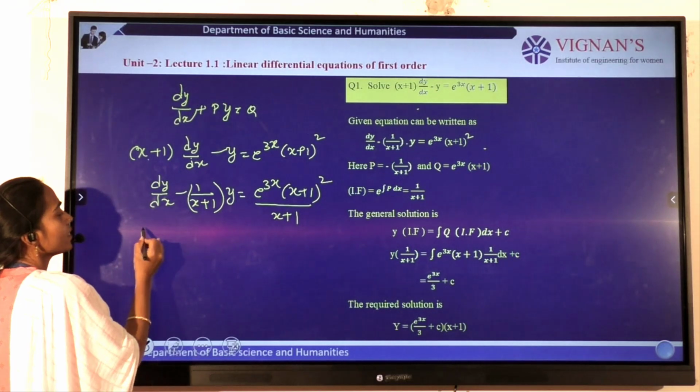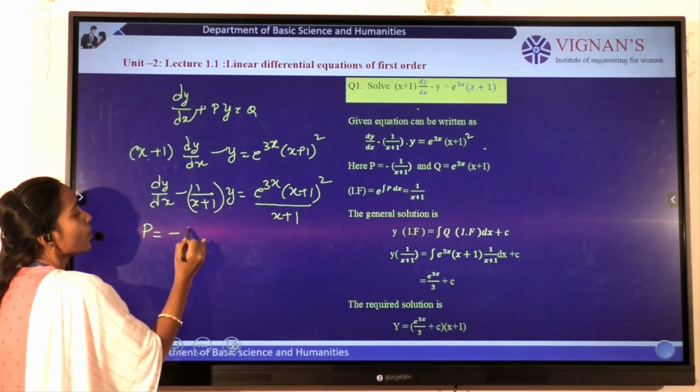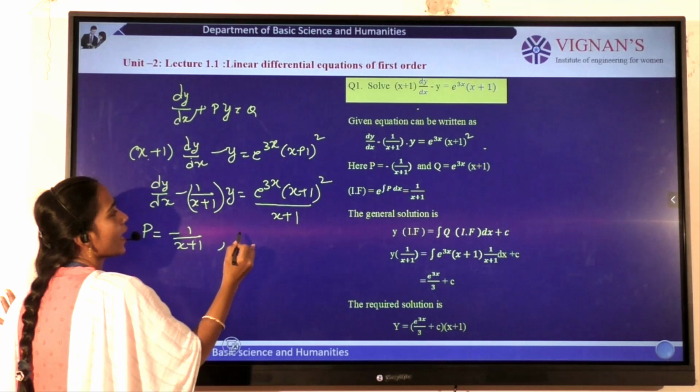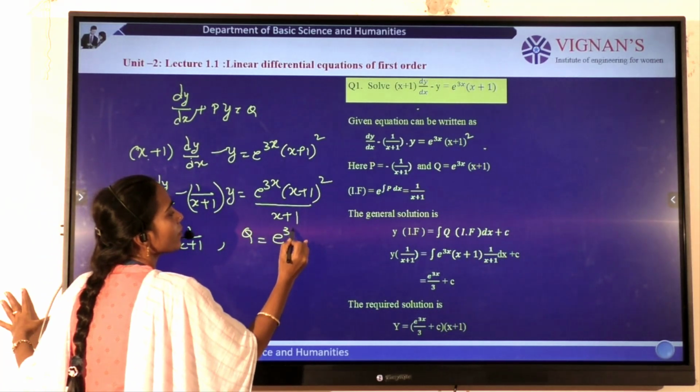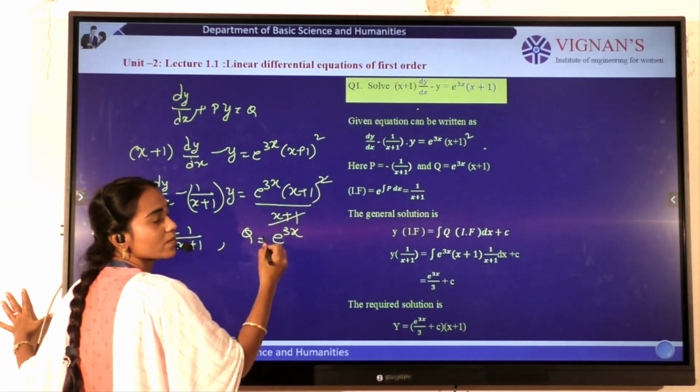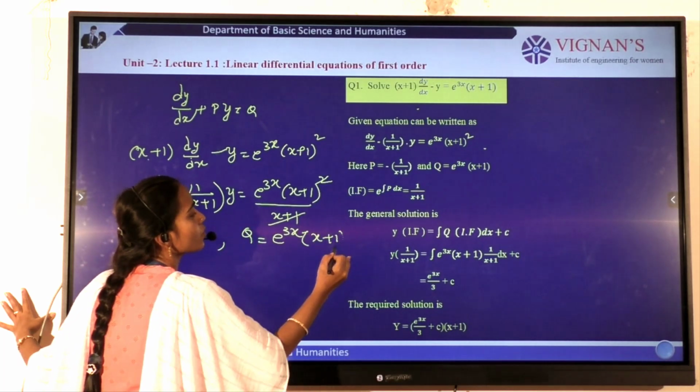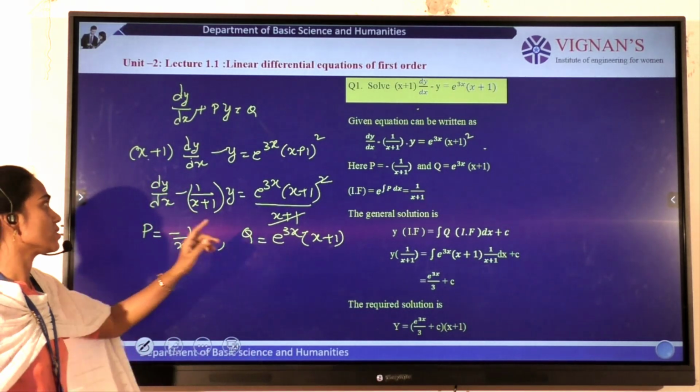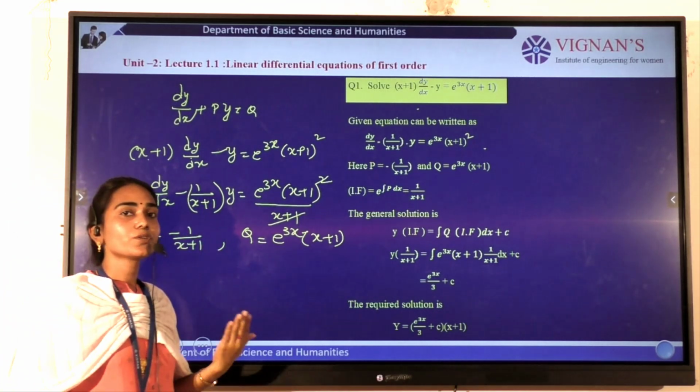So after comparing this, we have p is equal to minus 1 by x plus 1 and q is equal to e power 3x into, after x plus 1 and x plus 1 cancel, we have q is equal to e power 3x into x plus 1. Now let us go into the working procedure.